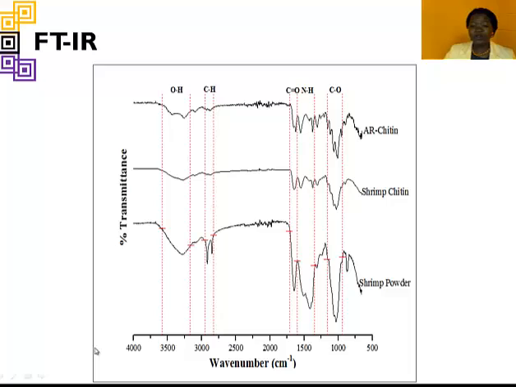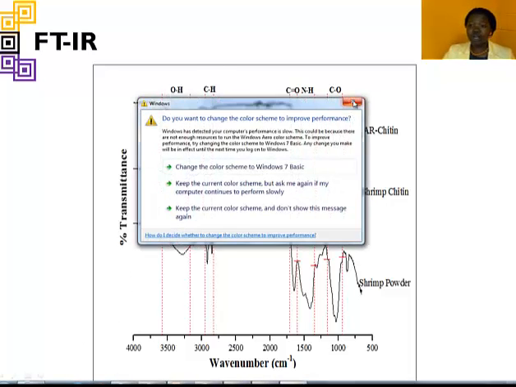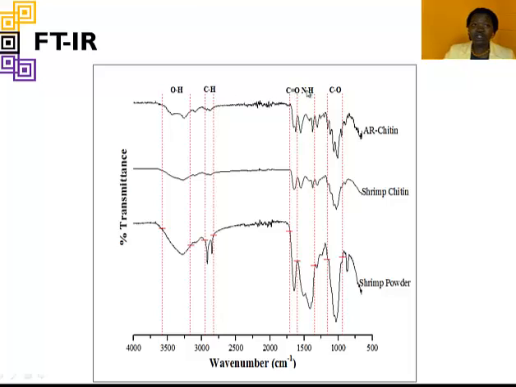This is the Fourier transform infrared spectra, and the Fourier transform infrared is used to identify the functional groups present in the adsorbents. And in these adsorbents, we observe that they contain a hydroxyl group, a carboxyl group, a carbonyl group, and also an amide group. Functional groups play a very important role in ligand complexation during adsorption.